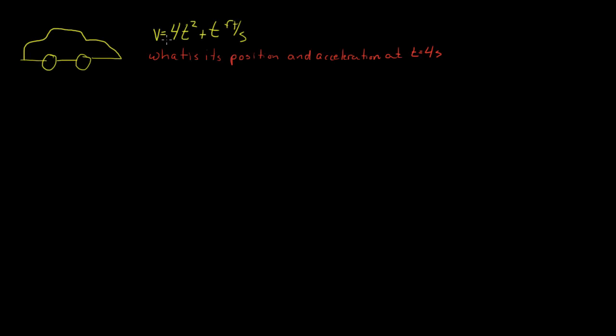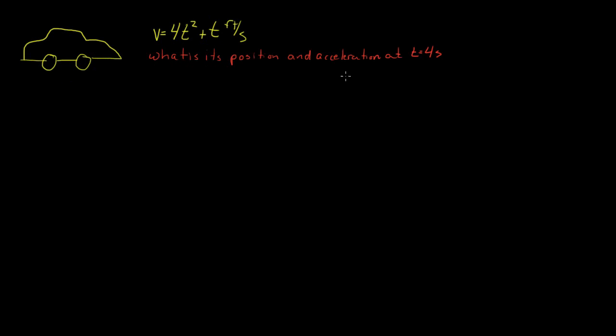We are told that the velocity that this car moves at is given by the function v is equal to 4t squared plus t feet per second. So we're asked to figure out what its position and acceleration is when t is equal to 4 seconds. Now, how do we do this?